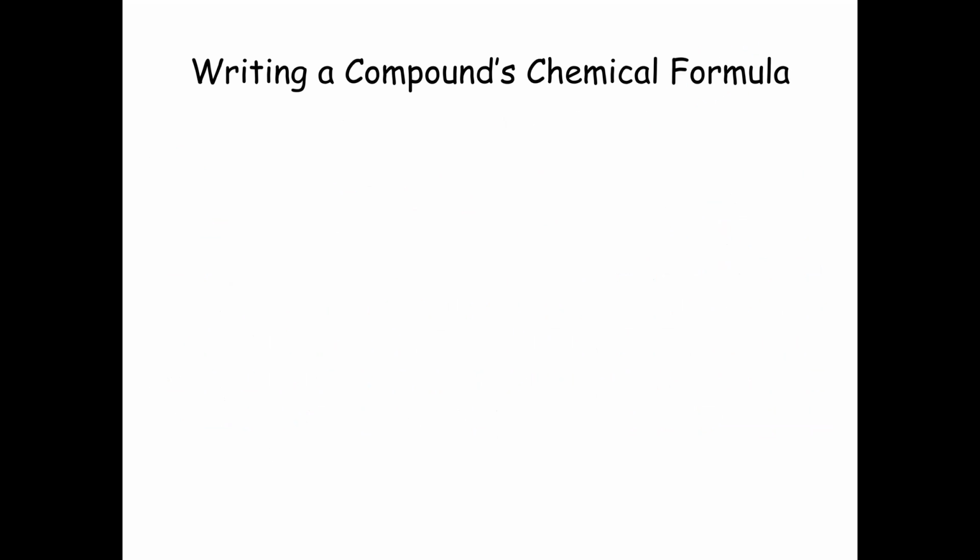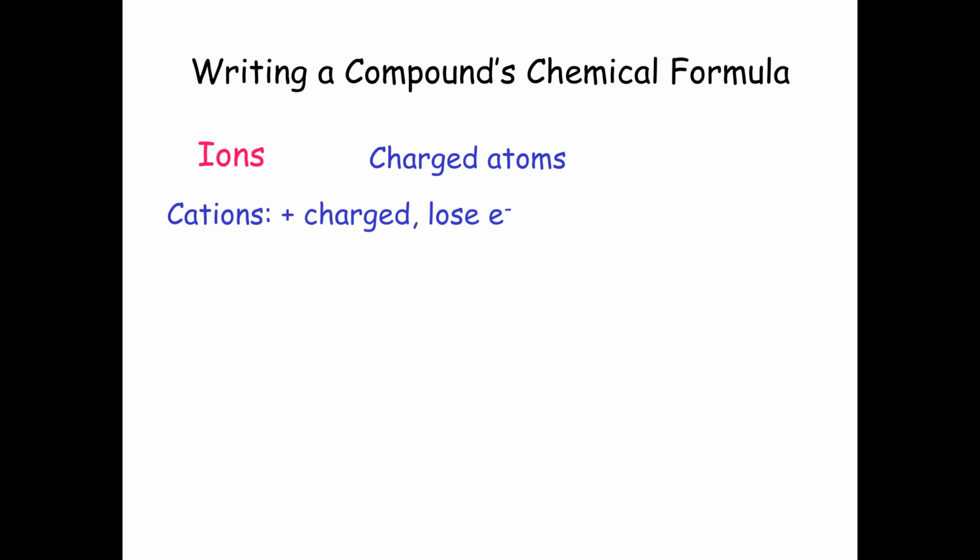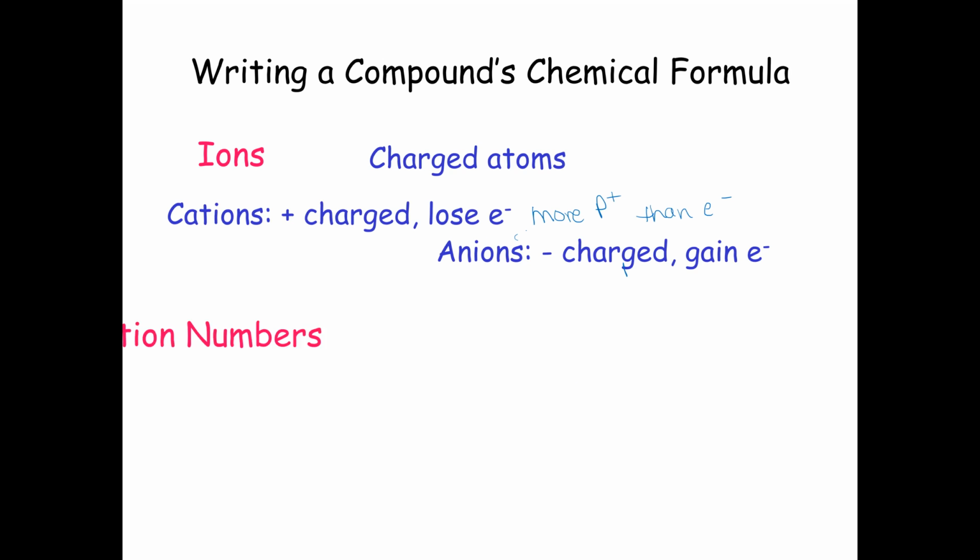So now when we're writing a chemical compound's chemical formula, we have 2 or more elements chemically combined. They're going to be made up of ions. So remember from our atomic structure and periodic table unit, an ion is a charged atom, and it acquires that charge by either losing or gaining electrons. We have cations that are positively charged because they lose electrons. And remember, they're a positive charge because they have more positive protons than negative electrons. And an anion is a negative charge because it has more negative electrons than positive protons.